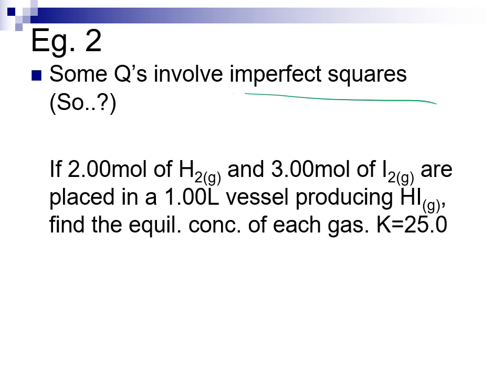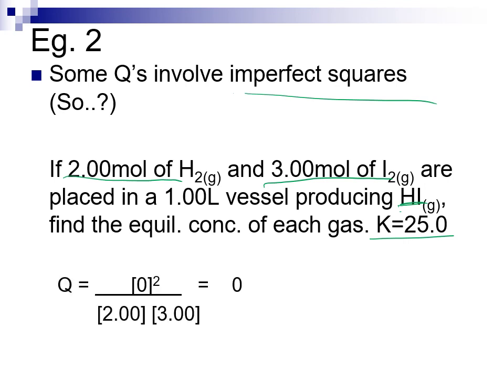And what you'll see is with this one, again, we've got 2 moles of hydrogen. We've got 3 moles of iodine here. They're going to go through a reaction, and we're going to end up with a product. We have our K value. So we're not going to be able to work out a perfect square with this one. We're not going to be able to root both sides. Let's set it up though.